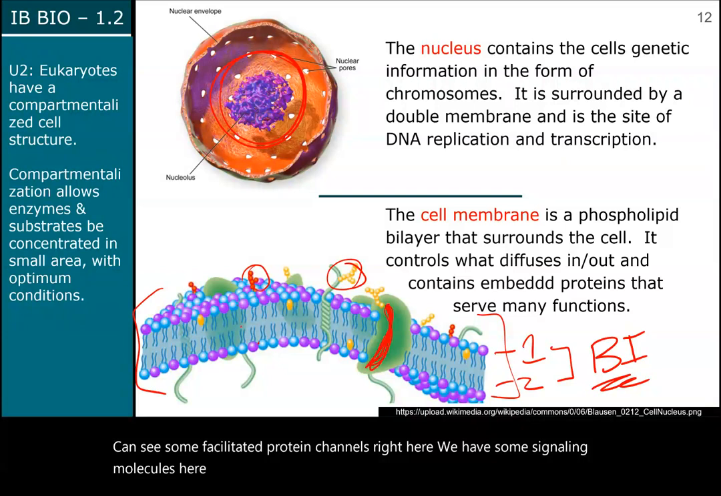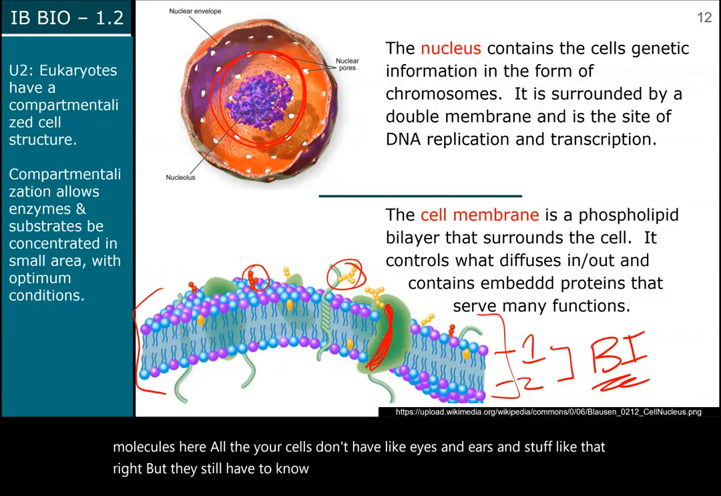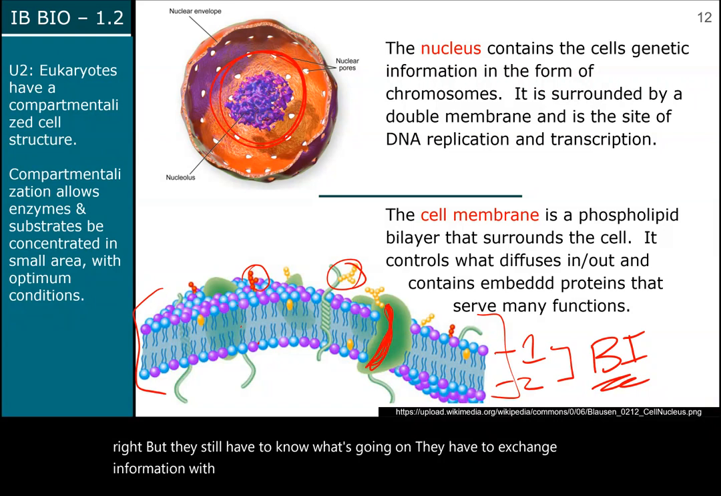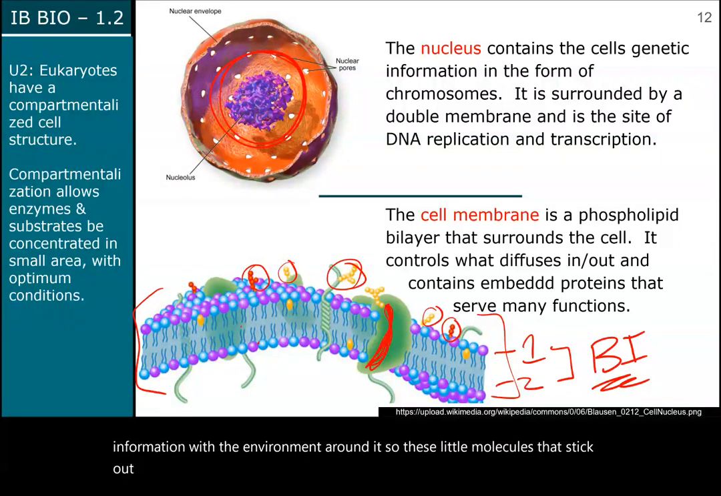Your cells don't have eyes and ears and stuff like that, right? But they still have to know what's going on. They have to exchange information with the environment around them. So these little molecules that stick out, they're signaling molecules. They pick up information from the outside and relay it inside.